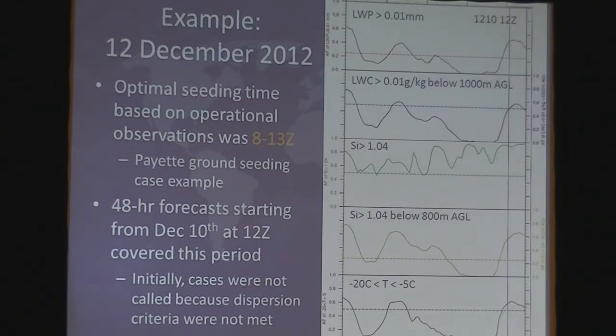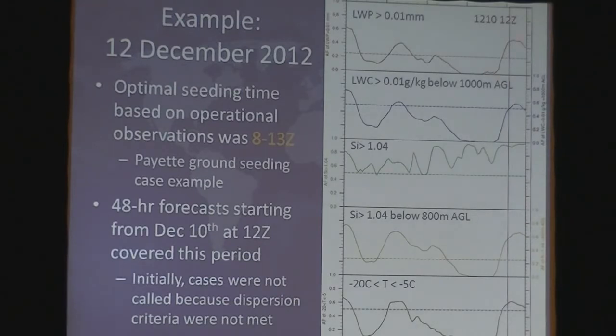This first time series plot is for the 48-hour forecast that starts at December 10th at 12Z. So this was the first forecast that showed this optimal time window of 8 to 13Z, which I've outlined here in the magenta box. This time series shows hour 3 through 48 in that 48-hour simulation.